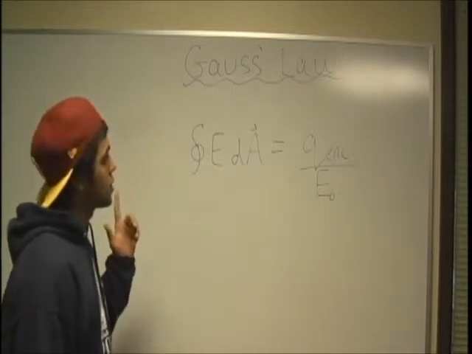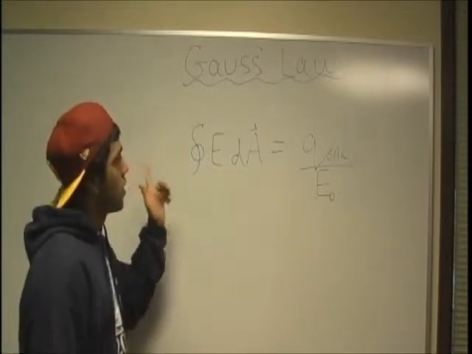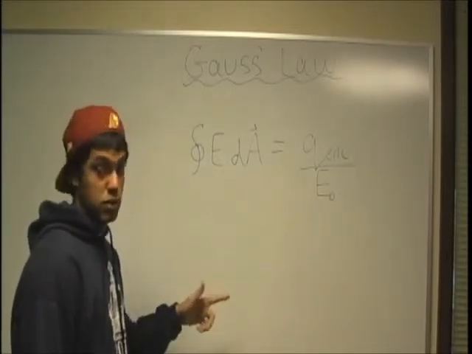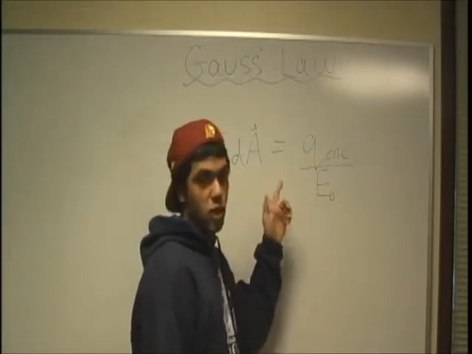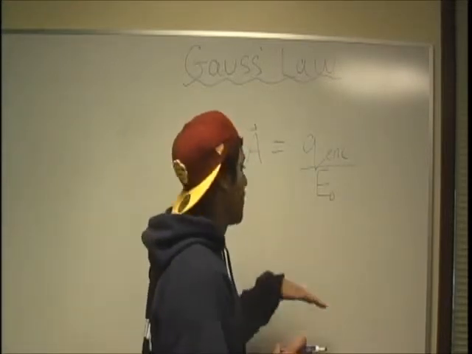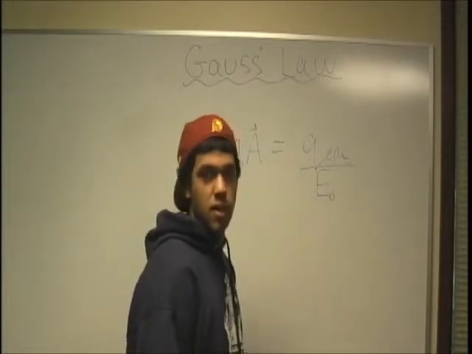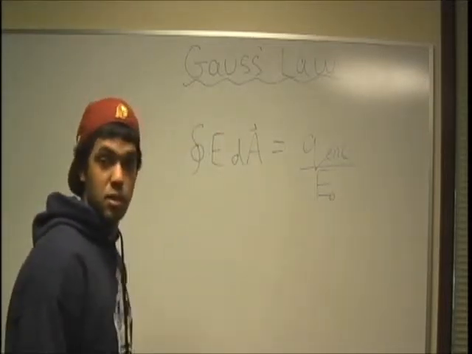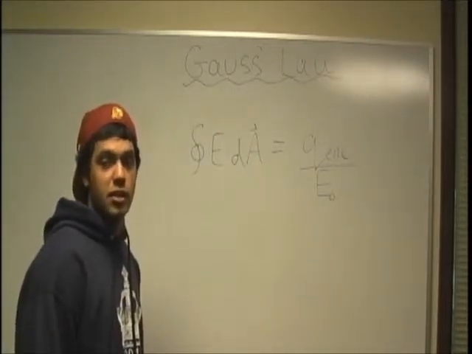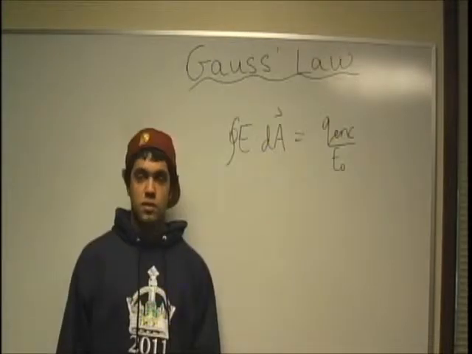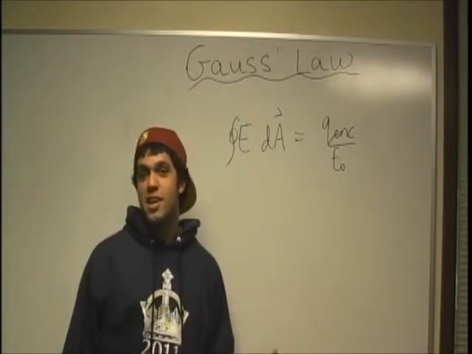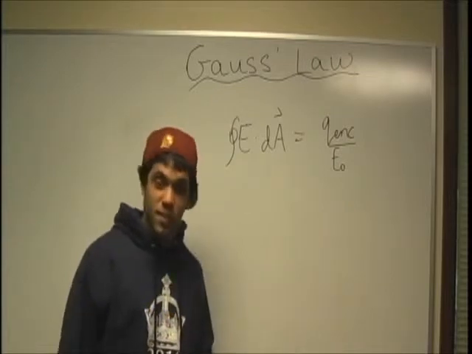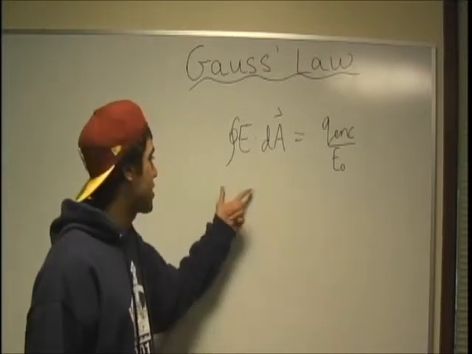Gauss's law, as we can see, states that the electric flux equals the charge inside the area divided by epsilon naught, which is a constant. This law is basically used to find the electric field along a closed surface. So before we delve into the depths and applications of Gauss's law, let's figure out what this means.